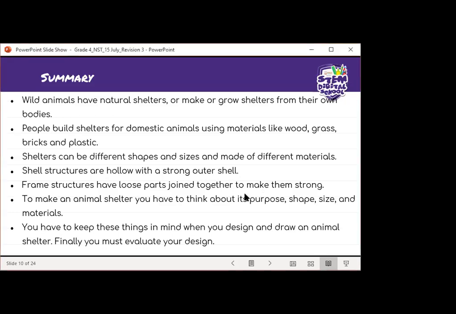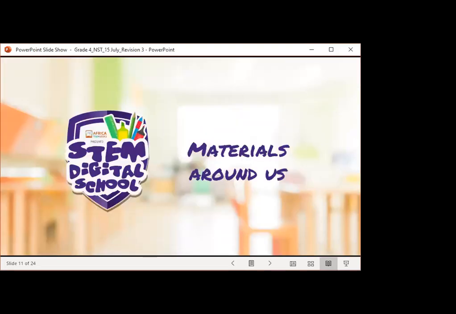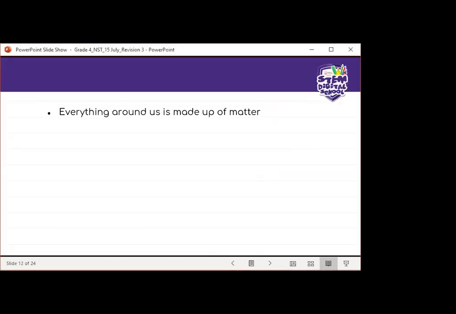Let us continue. As I said, guys, we are looking at materials around us, né? Materials around us. This is a topic under matter and materials. So everything around us is made up of matter, okay?